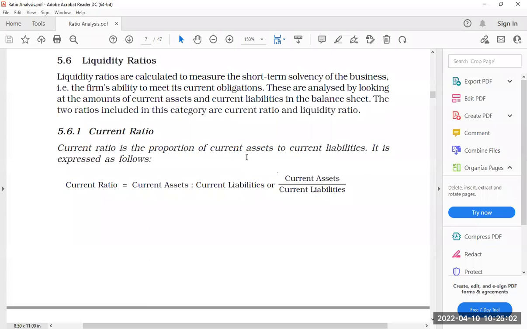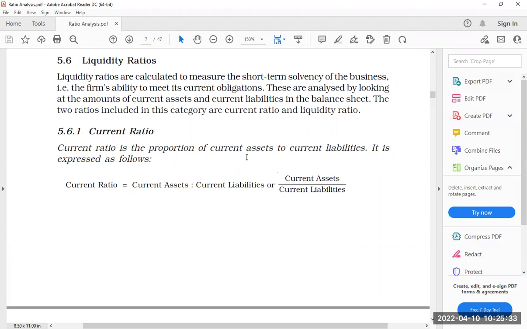Insolvent means I am not in a good financial position. My debts are more, my assets are less. That's called insolvent. The opposite of that: I'm very much solvent, which means I'm sound. In simple colloquial language, I'm very sound in my financial position. This company is good in solvency, that means they can manage. There is no financial problem for them. So short-term solvency is called liquidity.